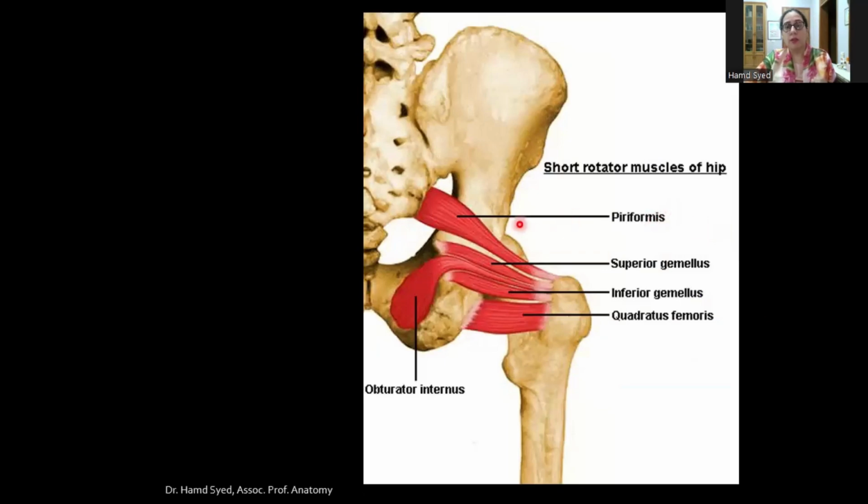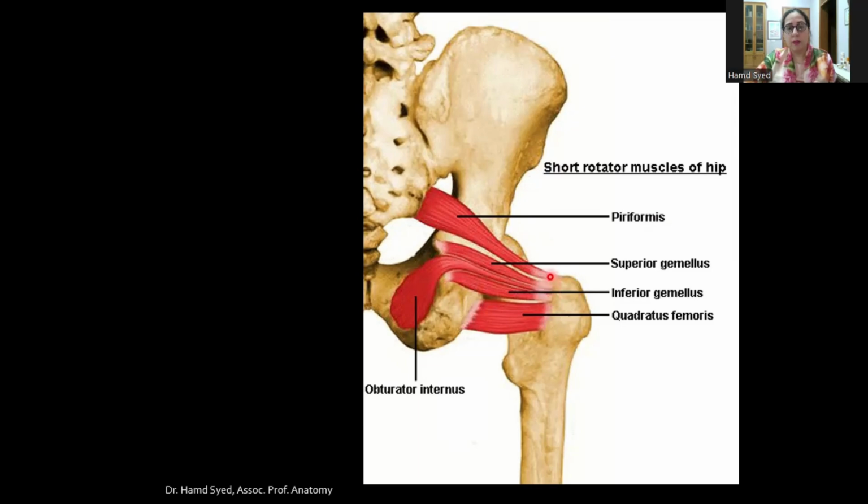Let's look at these short muscles of the gluteal region. The one which is most superior is piriformis. Then you have gemellus superior. Then comes the obturator internus. You can see its origin is from the internal aspect of the obturator membrane, and here it is inserted into the greater trochanter of the femur. Then you've got gemellus inferior.